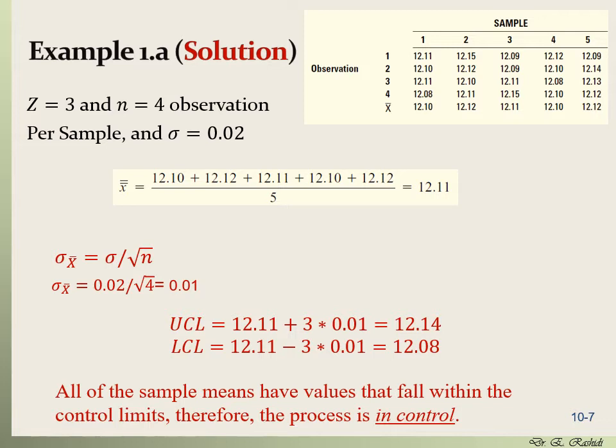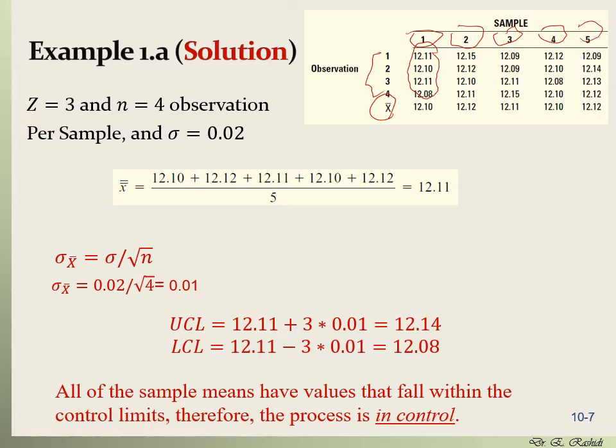Let's solve the problem. So we have the table here. We have 5 samples, sample 1, sample 2, sample 3, 4, and 5. Each sample has 4 observations. So we need to compute the average of each sample, that's X bar. To do that, you would need to sum these up and then divide them by 4. So that would be, for example, x11 plus x21 plus x31 plus x41 and then divided by 4.